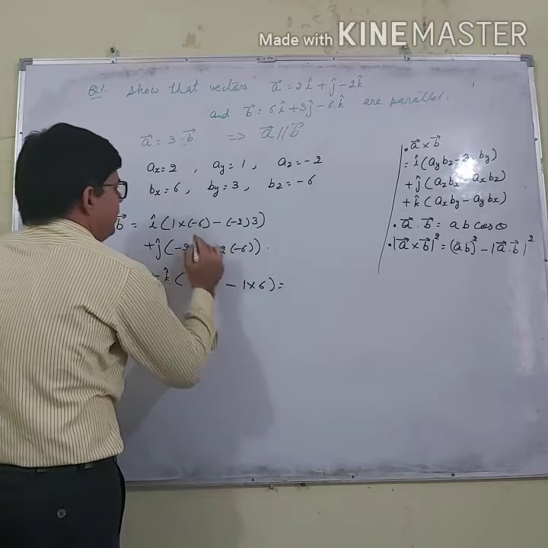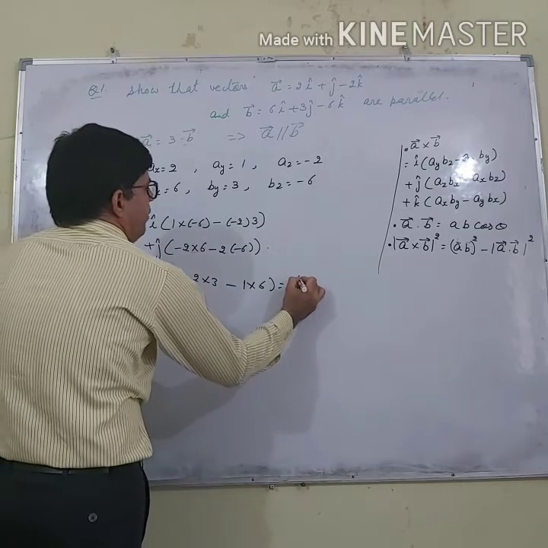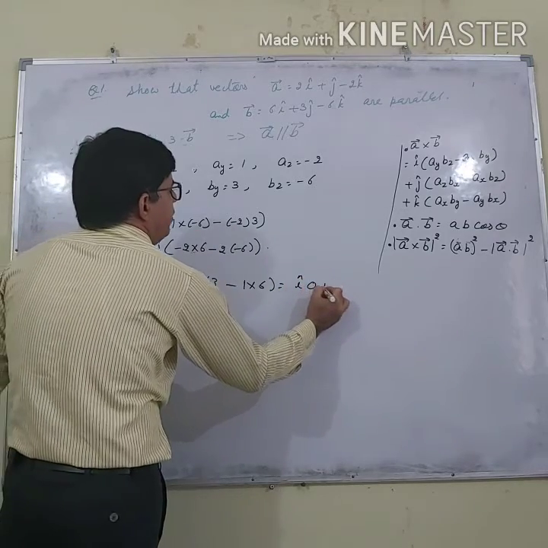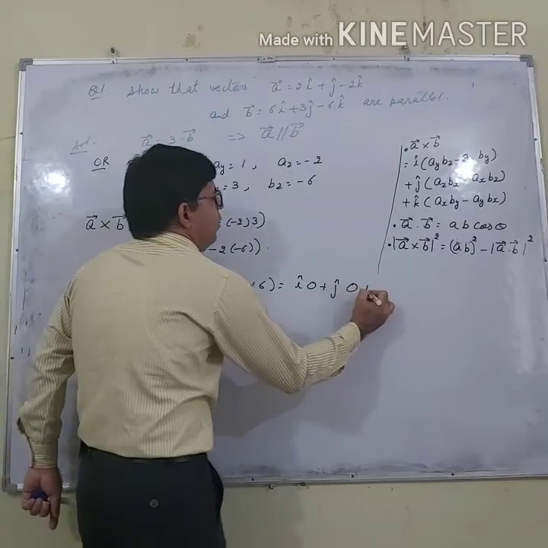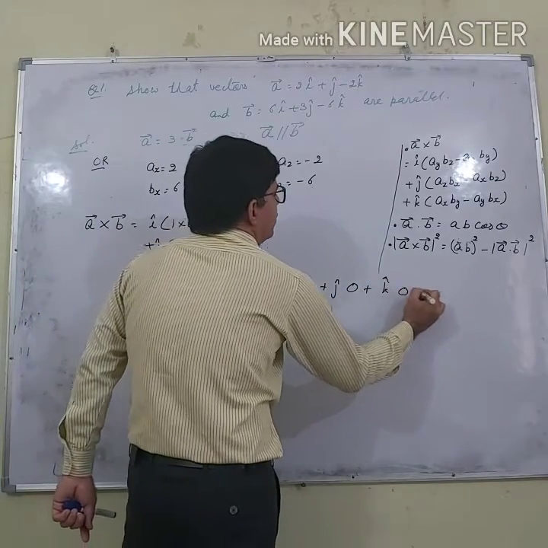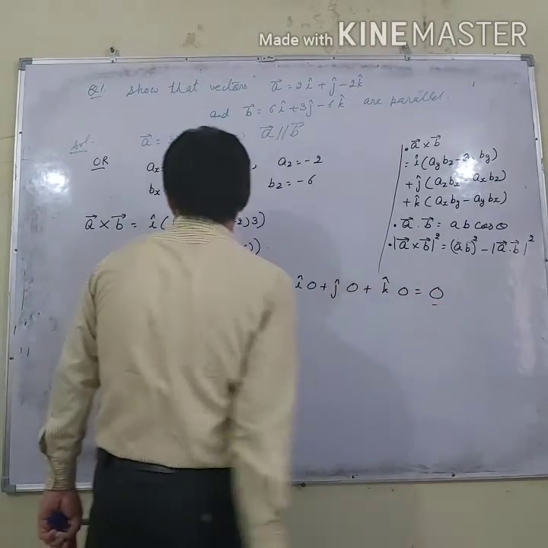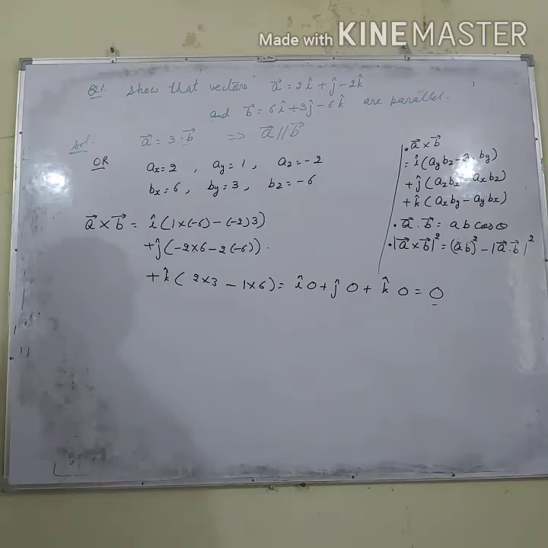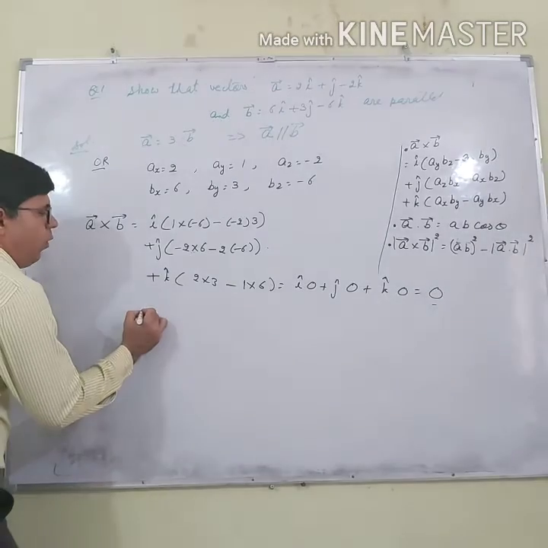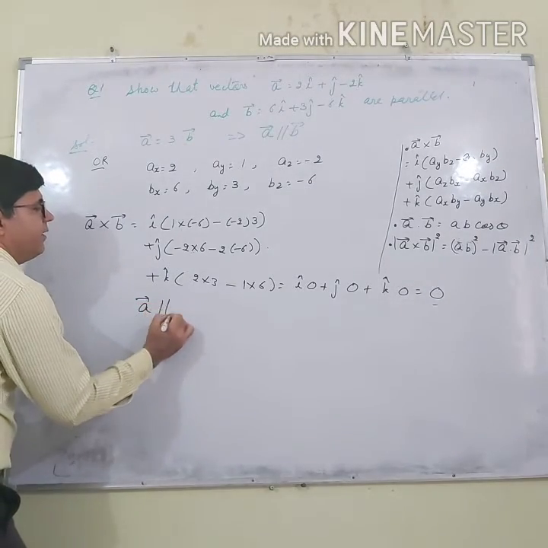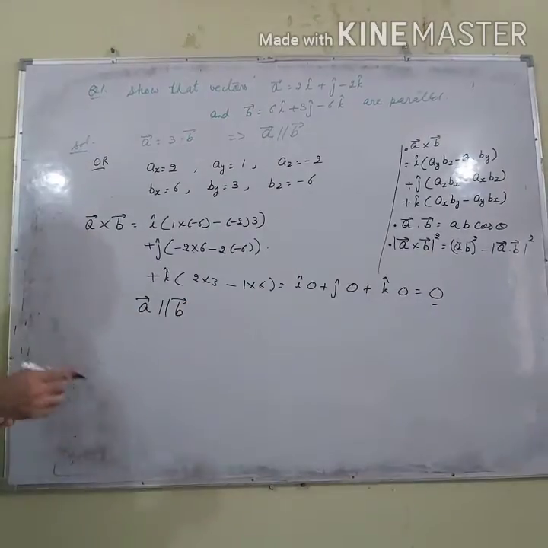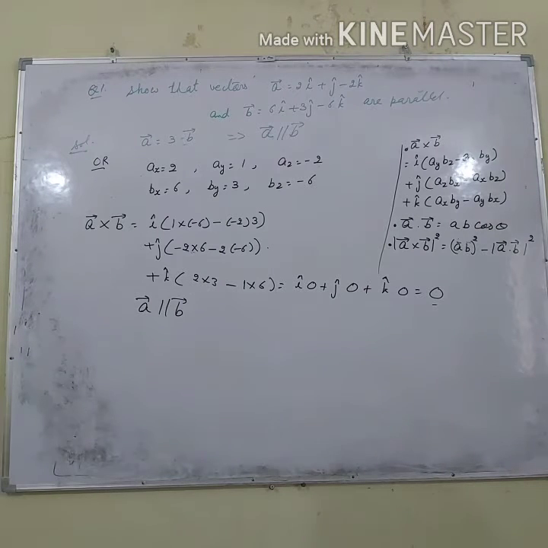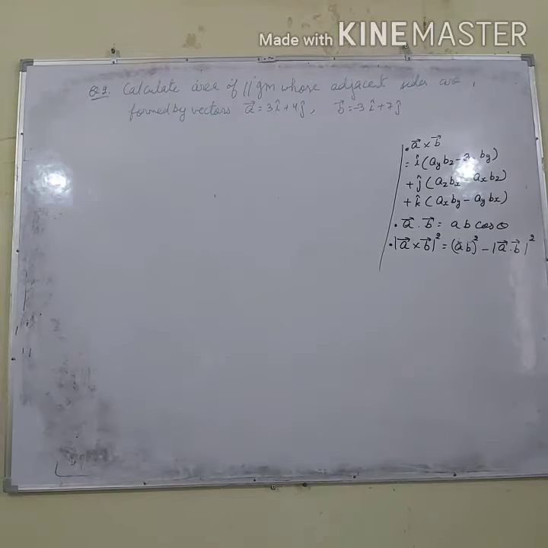So what is the answer? I cap multiplied by 0, J cap 0 and K cap 0. So the answer is 0. And when the cross product is 0, I can say vectors are parallel. In that case, vectors are parallel. So this indicates that vector A is parallel to the vector B.